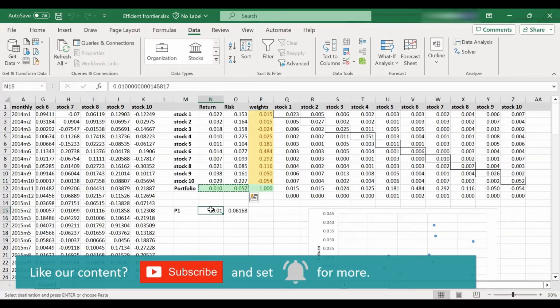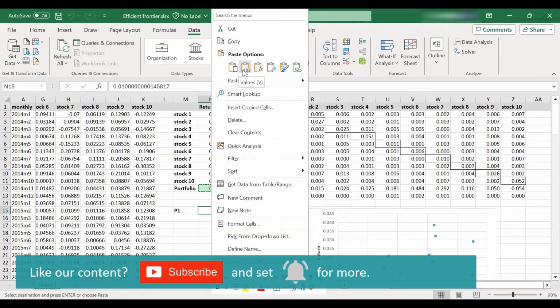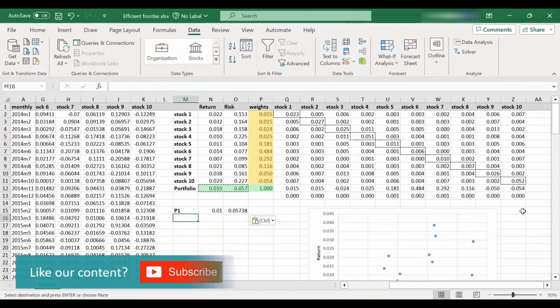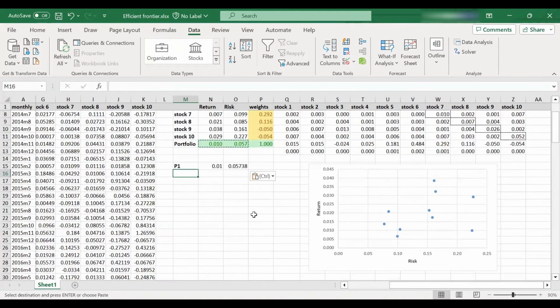So I'm going to save that now on top of this as my first portfolio. And at the same time, I'm going to have a couple of portfolios, probably up to 0.05 or 0.06. So let's say P2, P3, P4, P5, and P6. Okay.